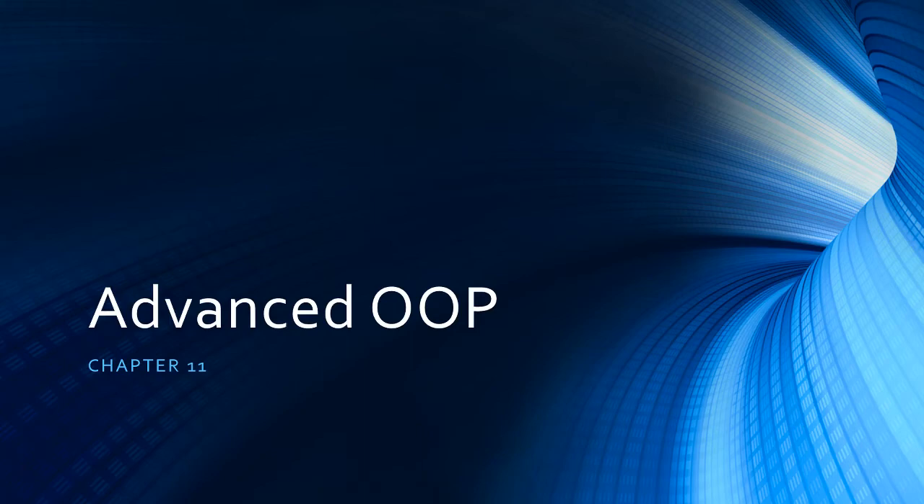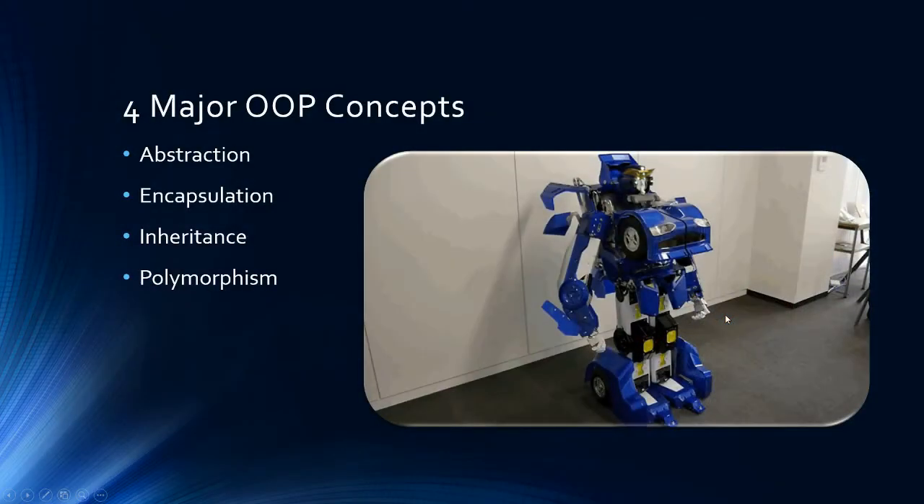Hello class, today we're going to be talking about some advanced object-oriented programming techniques and concepts. The four major object-oriented programming, or OOP, concepts that we're concerned with are abstraction, encapsulation, inheritance, and polymorphism.